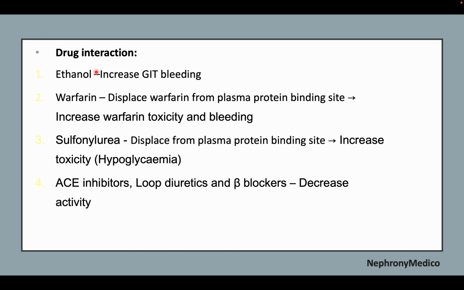Now, drug interaction. If aspirin is given with ethanol, it increases GIT bleeding. Aspirin displaces warfarin from the plasma protein binding site, leading to increase in warfarin toxicity and bleeding. With sulfonylureas, it increases toxicity, and ACE inhibitors, loop diuretics, and beta blockers have decreased activity.